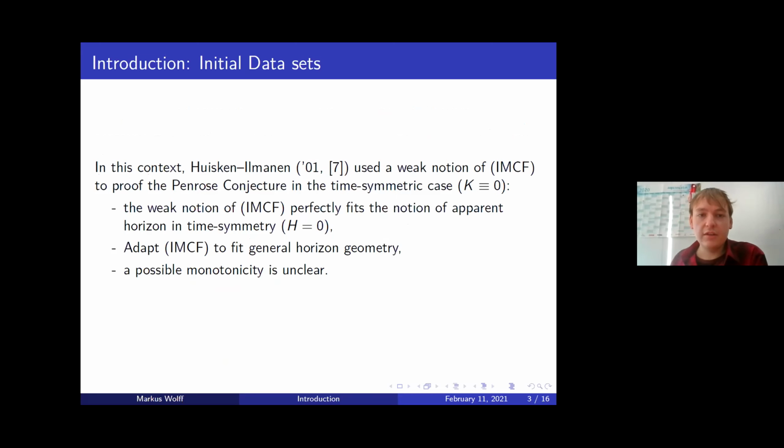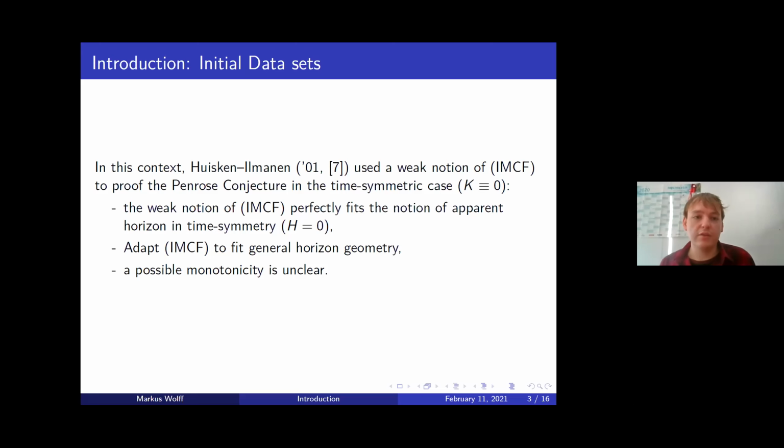In this context, Huisken and Ilmanen used the weak notion of inverse mean curvature flow to prove the Penrose conjecture in the time-symmetric case. Here, this weak notion of inverse mean curvature flow perfectly fits the notion of an apparent horizon in time symmetry, namely that it will be given as a minimal surface. But this is in general not true.